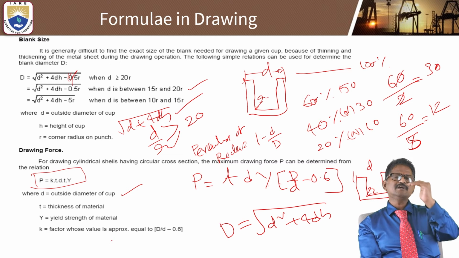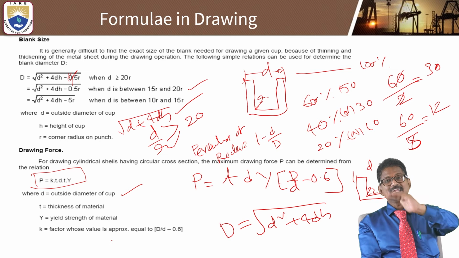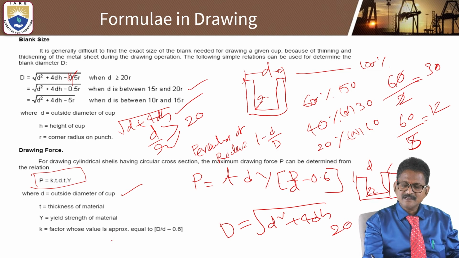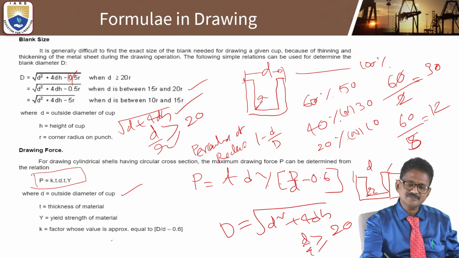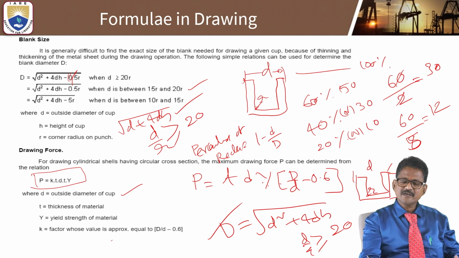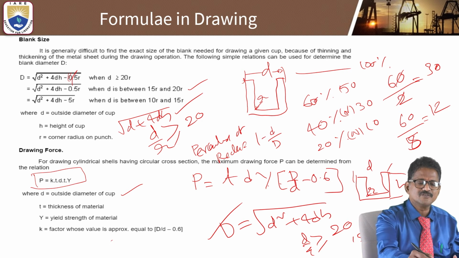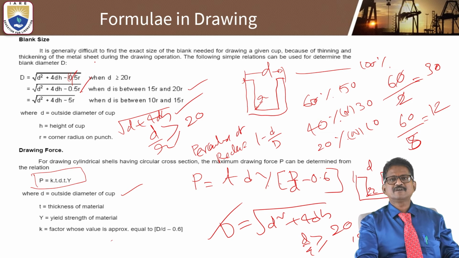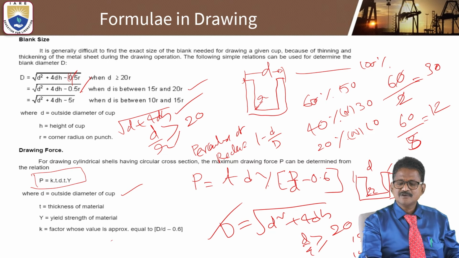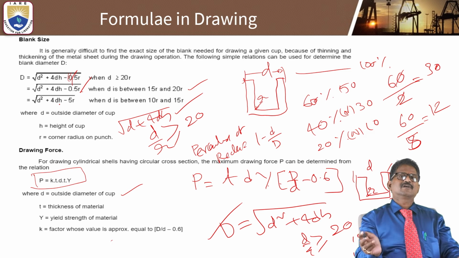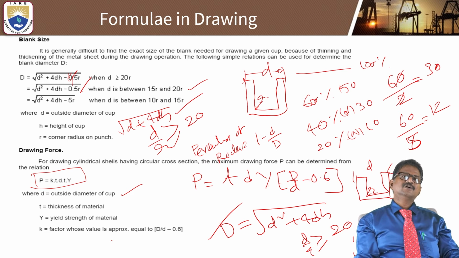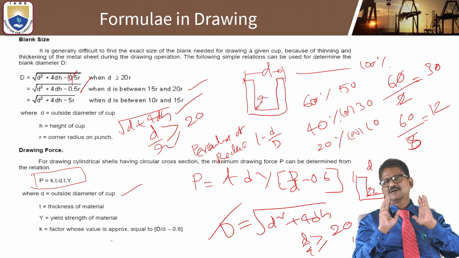Whenever the d by r ratio is greater than or equal to 20, you can use this formula. If the d by r ratio is between 15 and 20, you go for minus 0.5r. If it is between 10 and 15, it is minus 5r. So these are the three important formulas to determine the blank size, capital D.